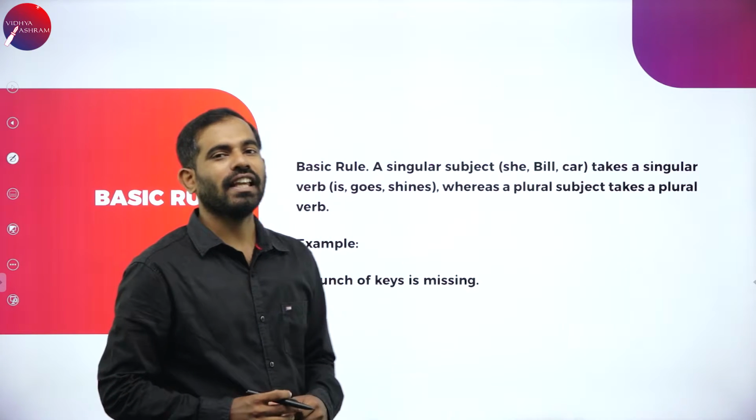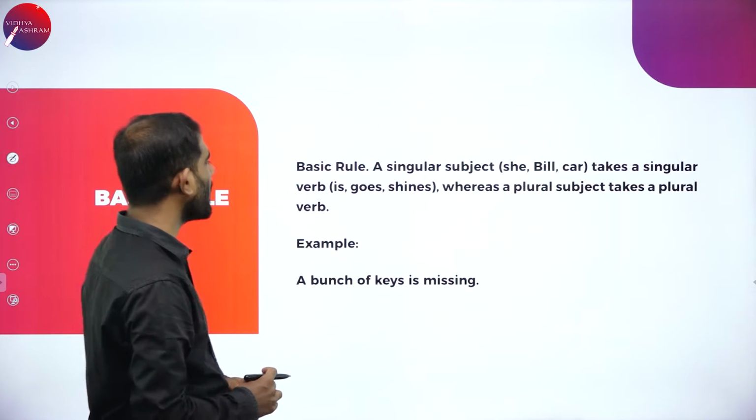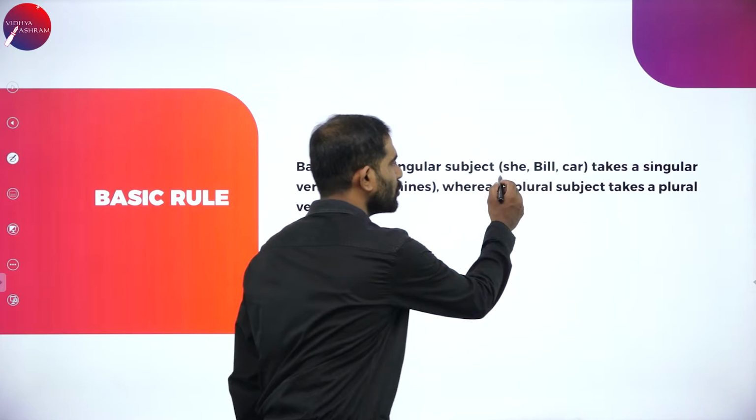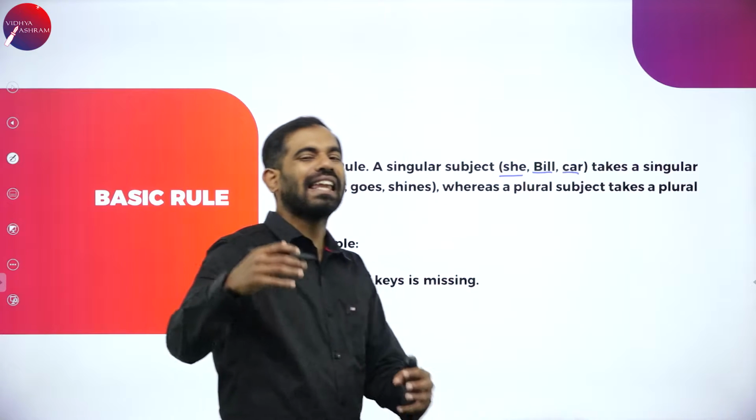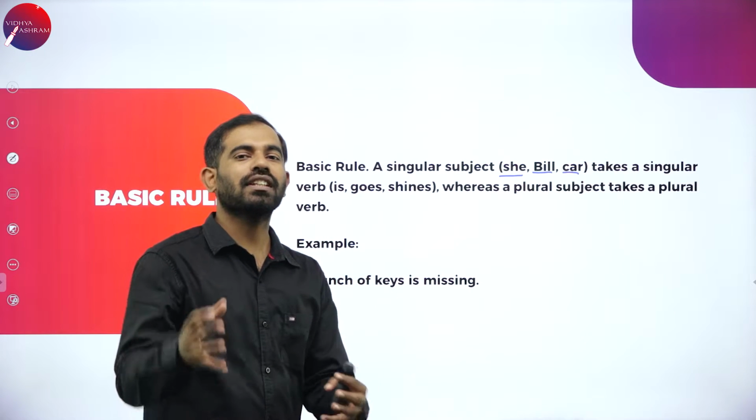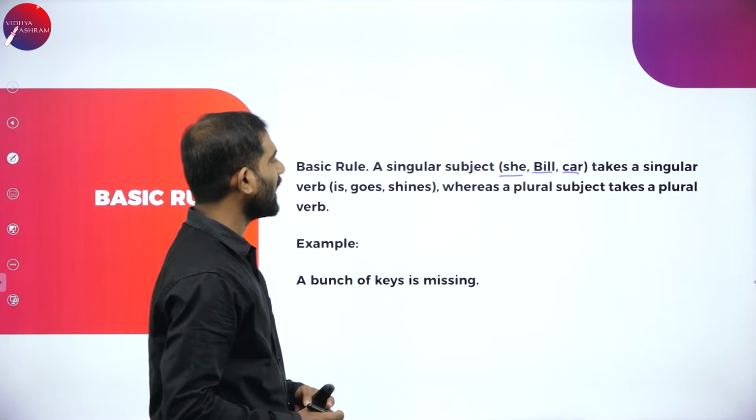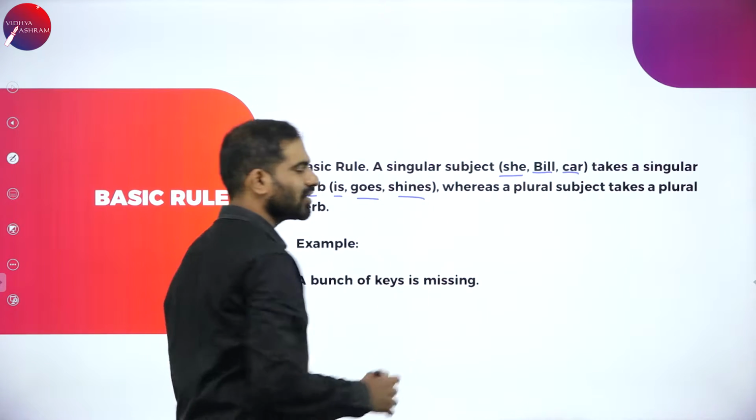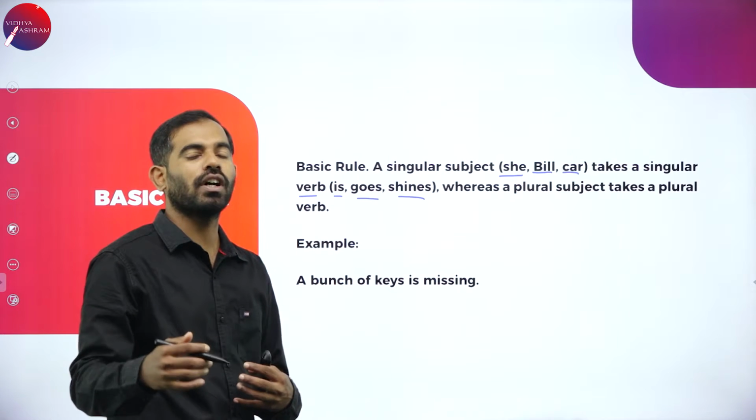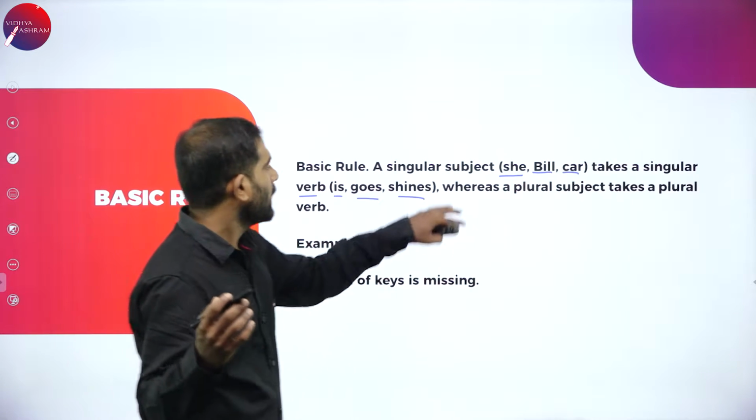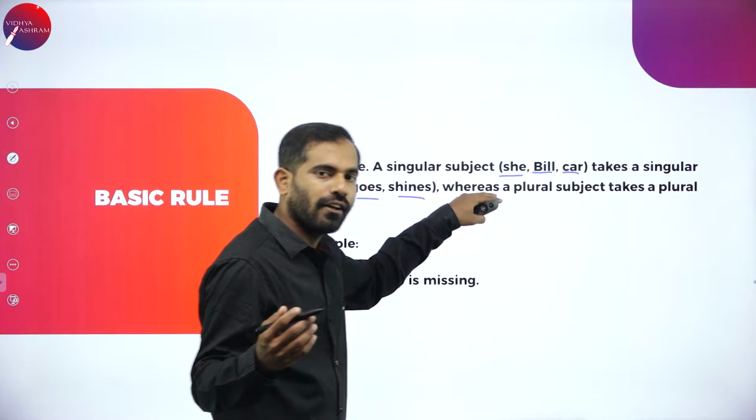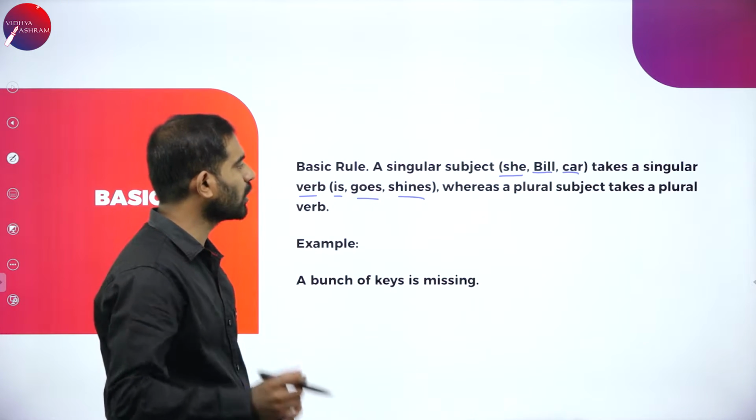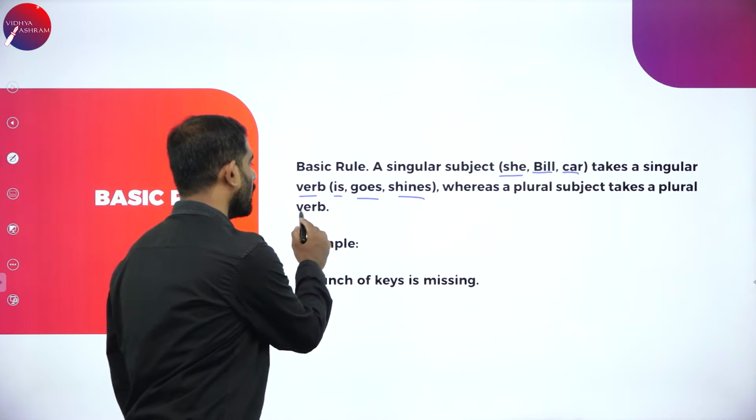There is a basic rule in subject-verb agreement. The basic rule says a singular subject, for example, she, Bill or car, or any other subject which is in singular form, takes a singular verb such as is, goes, shines. It could be any other word for that matter. For a singular subject, we use a singular verb, whereas a plural subject takes a plural verb.